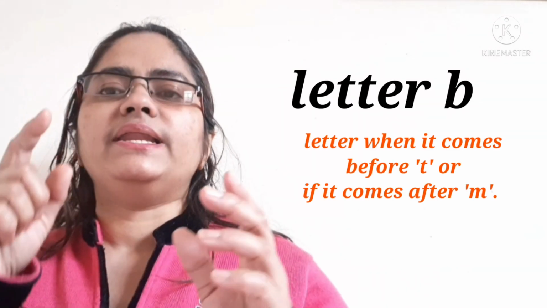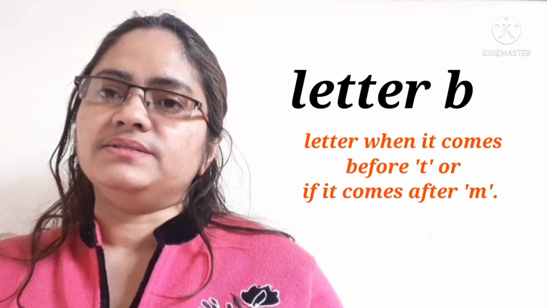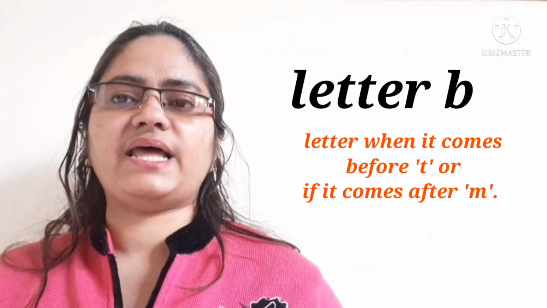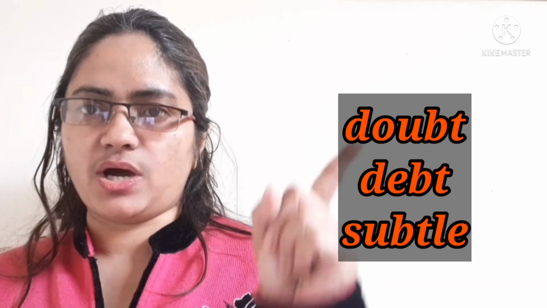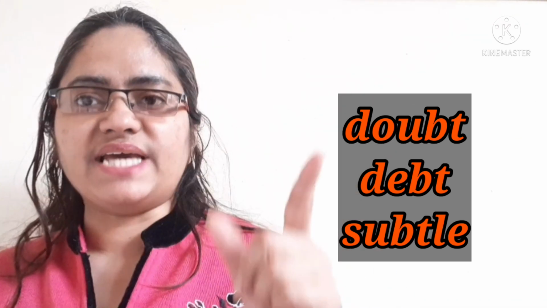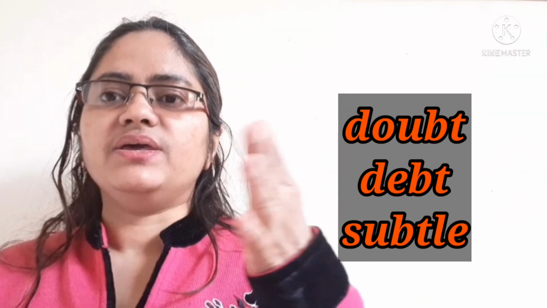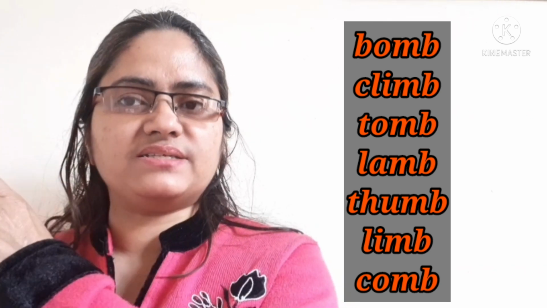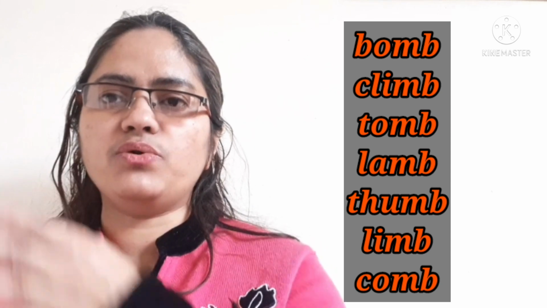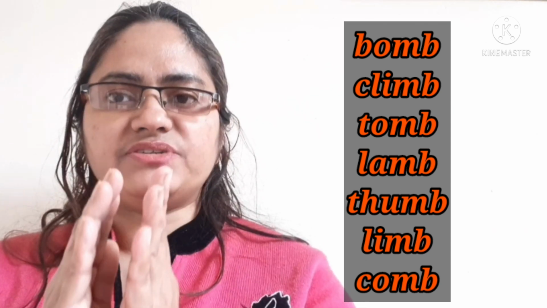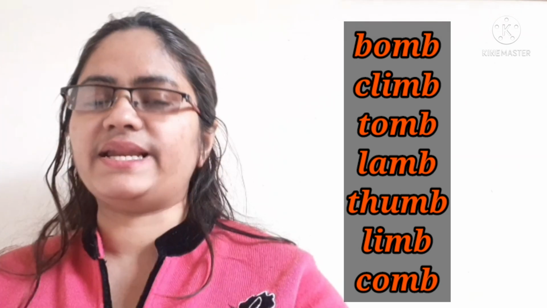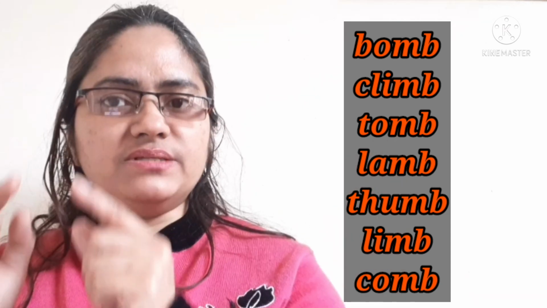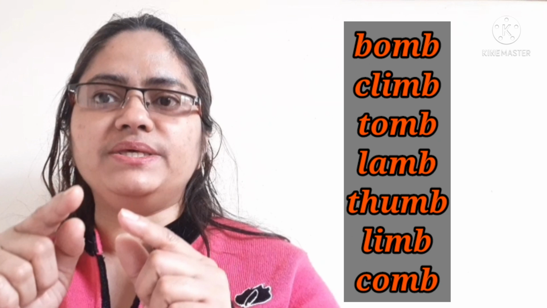Now letter B. When letter B comes just before T, in that case B is silent. Like doubt, DOUBT, doubt, and debt, DEBT, debt. B is silent. And if letter B comes after M, in that case also B is silent. Like comb, tomb, limb, thumb, where B is coming after M. In that case, B is silent.